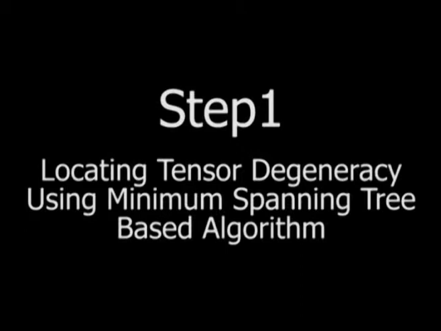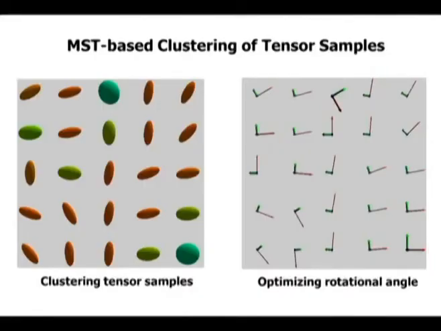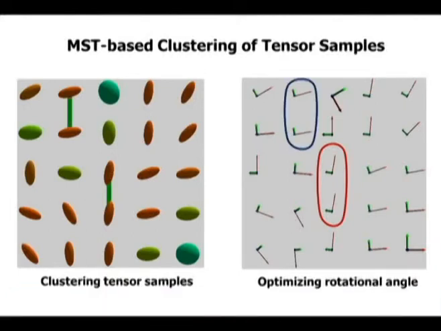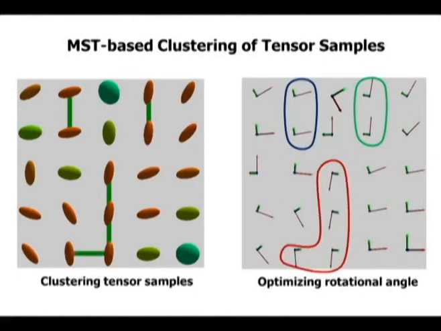By referring to these configurations of degenerate pairs, we can explain how to locate possible degeneracy in the previous example. Here, the tensor samples are represented by ellipsoids on the left, while eigenvectors together with their directions are indicated on the right. We are going to find the tree connectivity between the tensor samples by connecting the samples having the smaller difference in anisotropy and rotational angle step by step, where the connectivity is represented by the green lines.